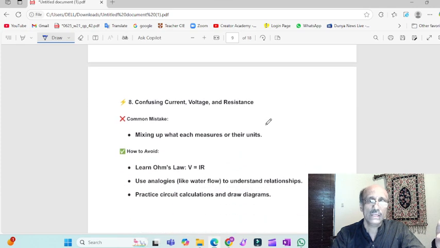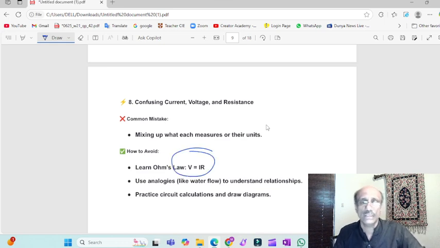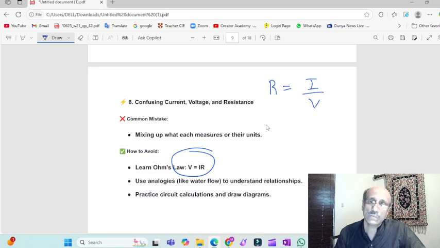Then the next mistake is related with the topic, current electricity. So this is my common observation, that if someone is asked to calculate the resistance, what they will do, they will write down the formula, rearrange I over V, which is, in my opinion, a stupidity.